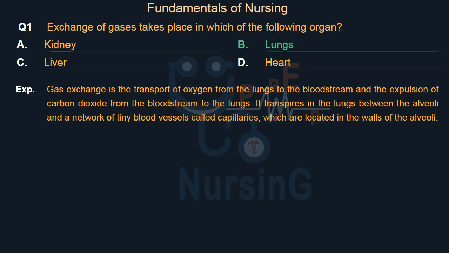Gas exchange is the transport of oxygen from the lungs to the bloodstream and the expulsion of carbon dioxide from the bloodstream to the lungs. It transpires in the lungs between the alveoli and a network of tiny blood vessels called capillaries, which are located in the walls of the alveoli.